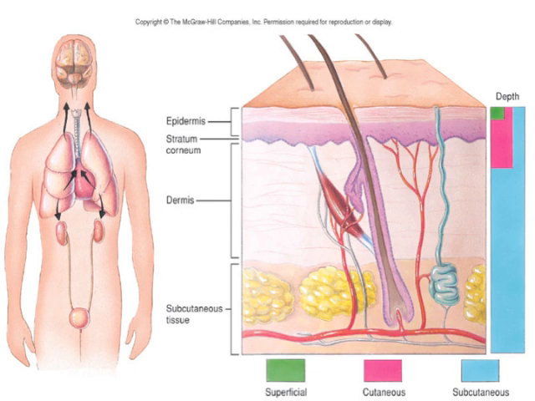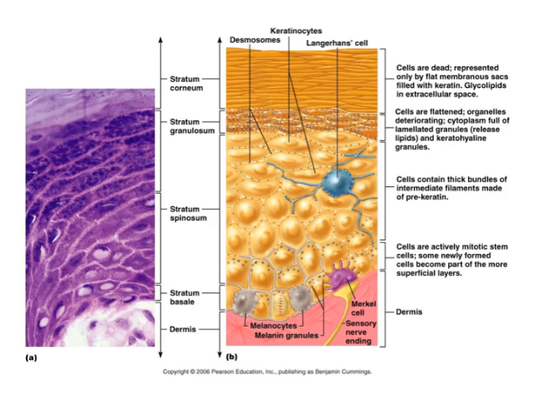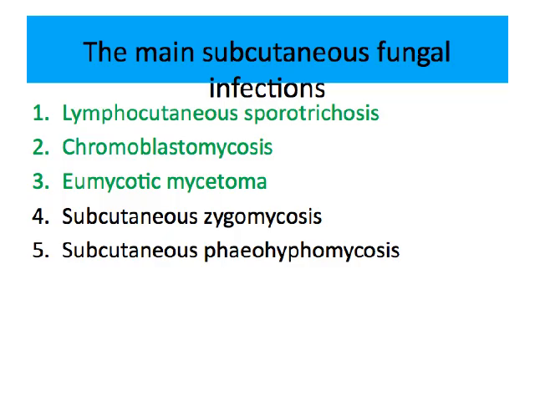So there are 5 different types of subcutaneous fungal infection. Lymphocutaneous, as the name suggests, is going to go for lymph nodes, and cutaneous obviously for the skin. Chromoblastomycosis, eumycotic mycetoma. If you remember, we talked about mycetoma as well, which is a bacterial mycetoma as well. Do you remember the name of bacteria that causes it?